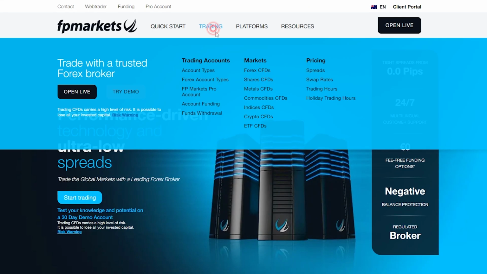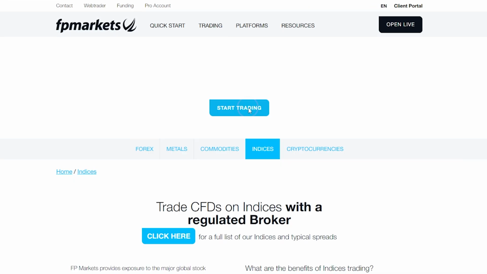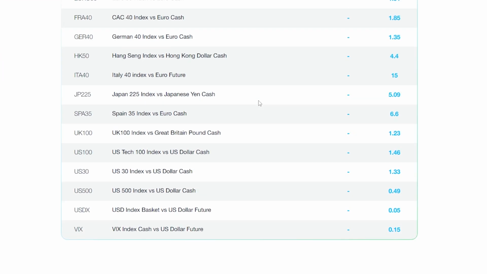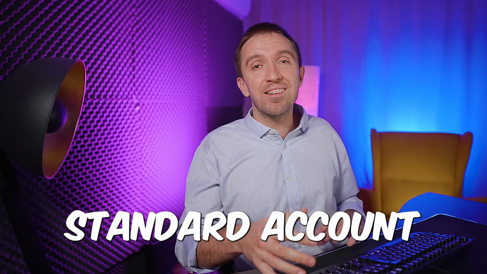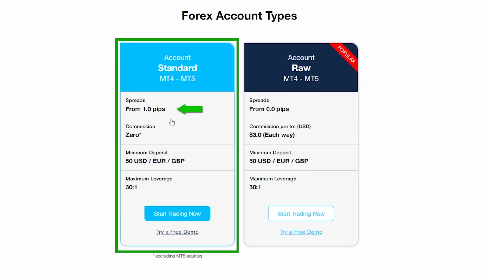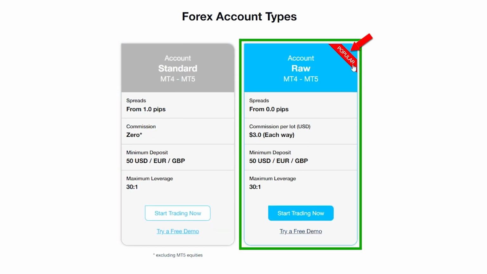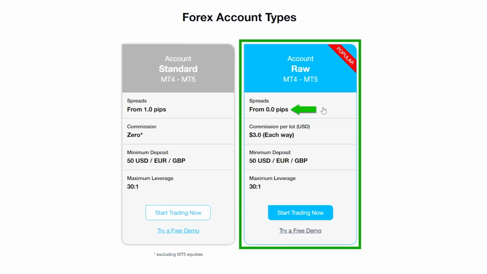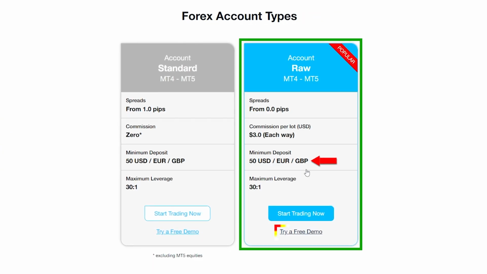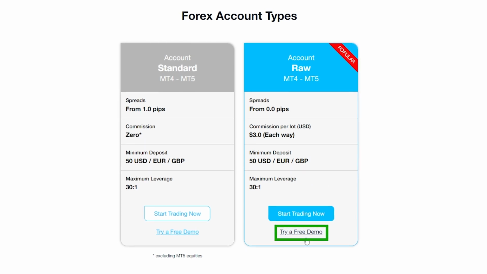But if I visit their website and I show you the indices CFDs, you will notice a very good spread, especially for the US30 at 1.33. You can select between a raw account and a standard account. If I click on account types, you will notice that the standard account charges no commission, but you will have spread, and with the raw account, which is more popular according to the broker, the spread starts from 0 pips, but you are paying a commission. And it's great that you can start with just $50 or euros or pounds, but I would strongly suggest that you start with a demo account.